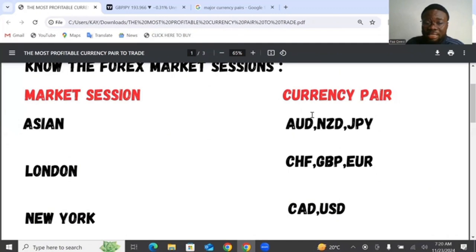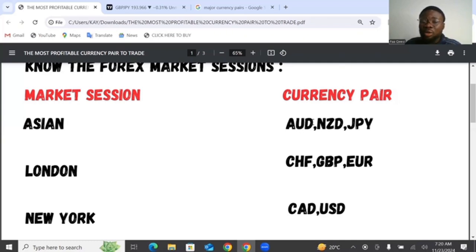So if you are trading the Asian session, which normally happens around 11 p.m. GMT, the Australian dollar is active during that time. So if you want to trade during the Asian session, one thing I'm going to be advising you to do is select a currency pair that is open during the Asian session.